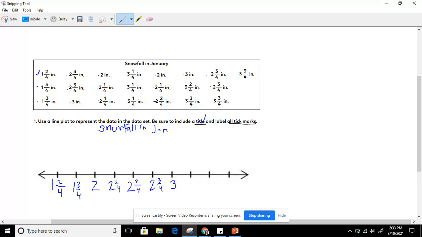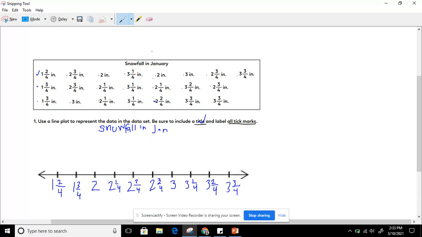And then are there any 3 1/4? Yep, I see a couple 3 1/4. And then 3 2/4. So we know they're going up by fourths. Yep, there's a 3 2/4. So that's our next biggest number. And then we know our largest here is 3 3/4. All right, so now that we have each of the tick marks labeled, now we can go input the data on the line plot.